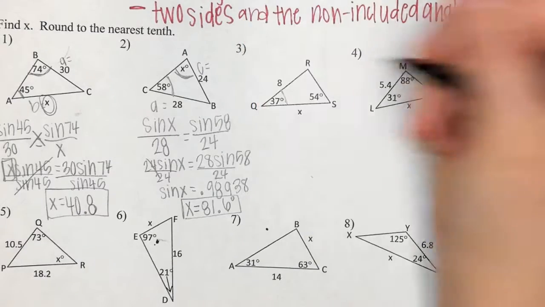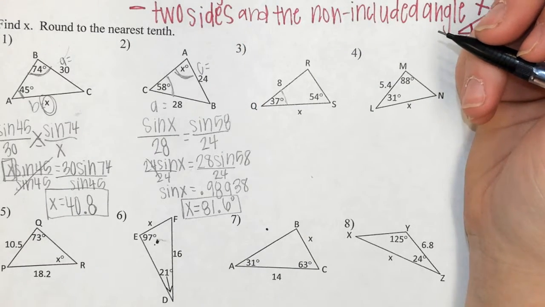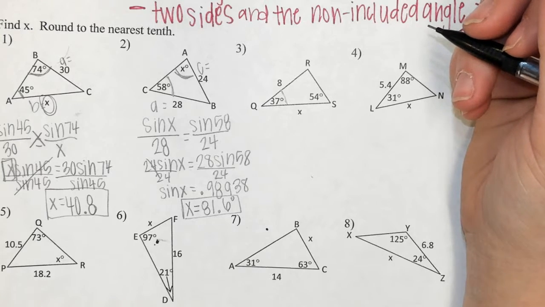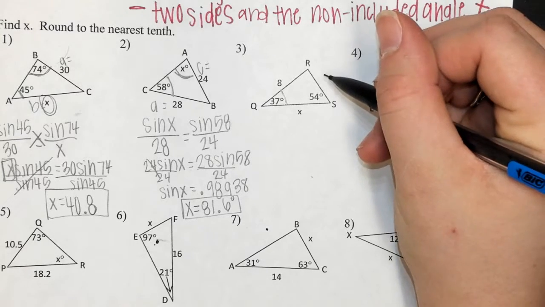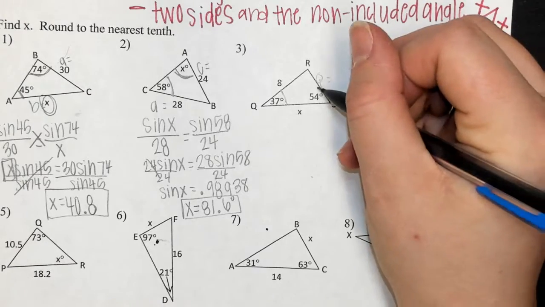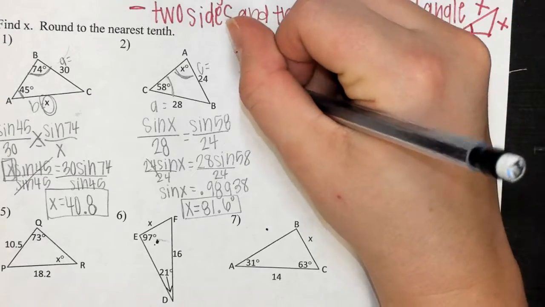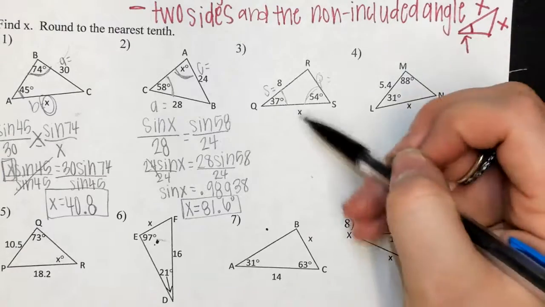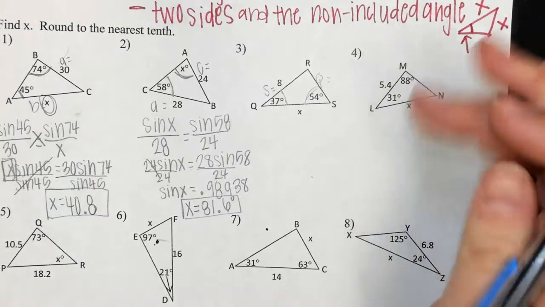I know angle Q, but I don't know side Q. I know angle S, so that means this is side S, but I want to find X.